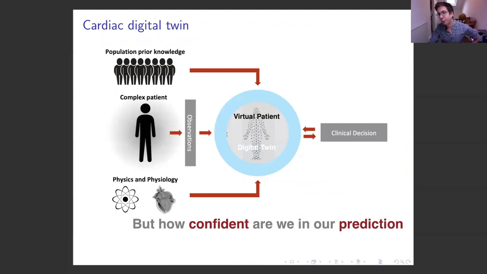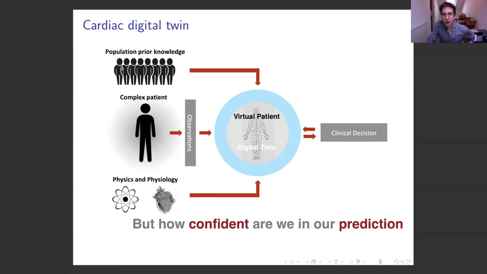What we're going to try and do is build, to use a jargon, a digital twin of the patient, or think about this as a computer model of a patient. I'm going to do that by combining three sources of information. On the one hand, we're going to have physics and physiology, so mathematical models. This is where people like yourselves have built realistic mathematical models of electrical activation in the heart.